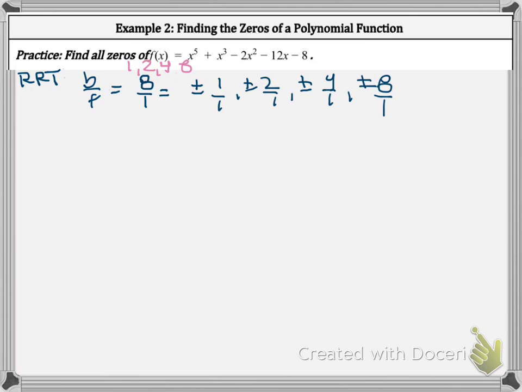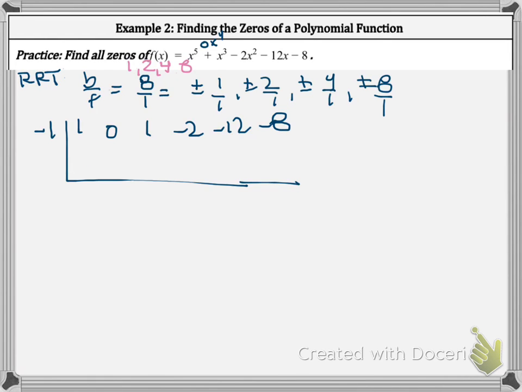Let's try -1. So I am missing a 0. That's 0x to the 4th. I'm missing a term, the 4th. So this is -1, 1, 0. Let's see, 5, 4, 3, 2, 1, 0. So 1, 0, 1, -2, -12, and -8.